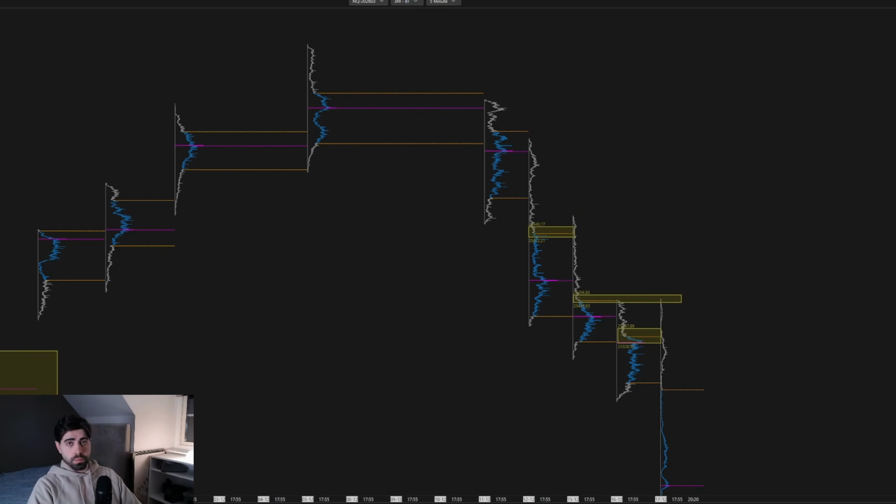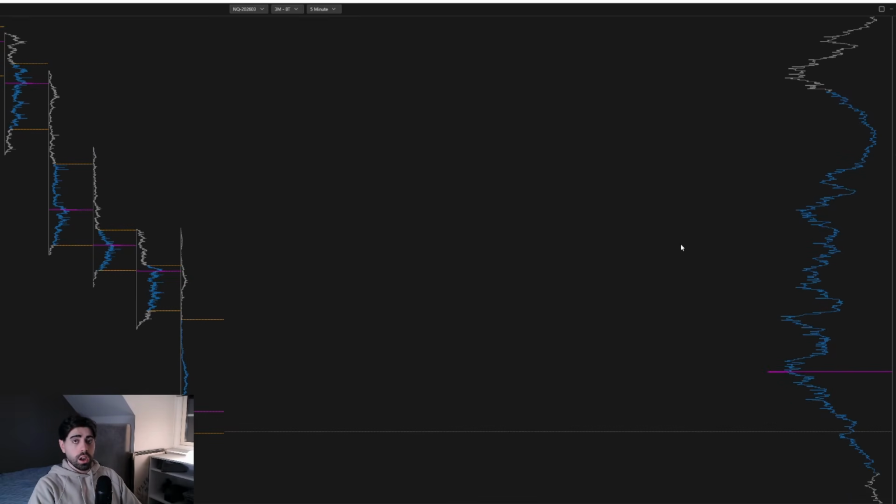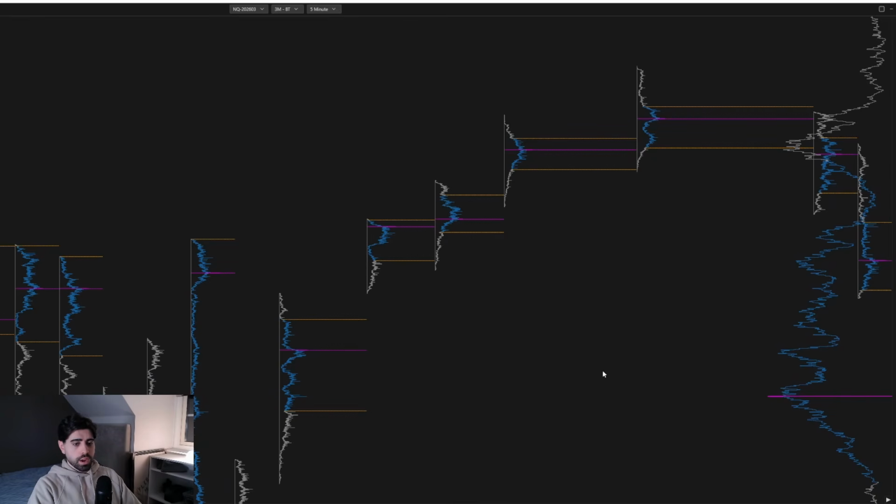Now, composition profile. If you look at the right side, this is the composition profile. Basically a long term. It's based on 3 months of data. So it's a long term volume profile, where you can see the overall view of the auction. And I'm going to show you why it's important.